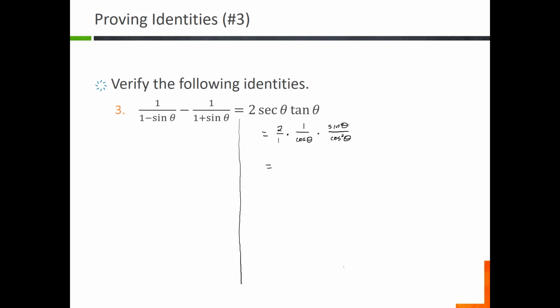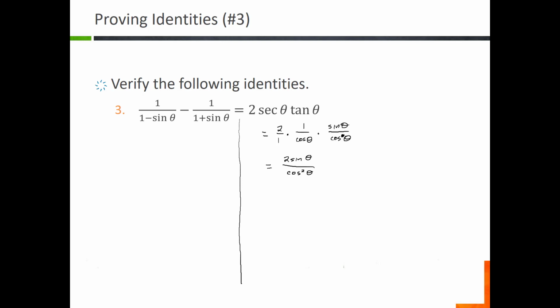In the numerator, it's 2 times 1 times a sine, which is just 2 sine theta. And in the bottom, I have a 1 times a cosine times another cosine. That's not squared there, just times a cosine. So the end result is that I get cosine squared theta. It's 1 times cosine times another cosine, which gives me cosine squared.